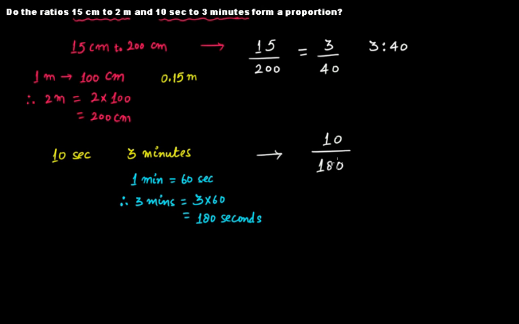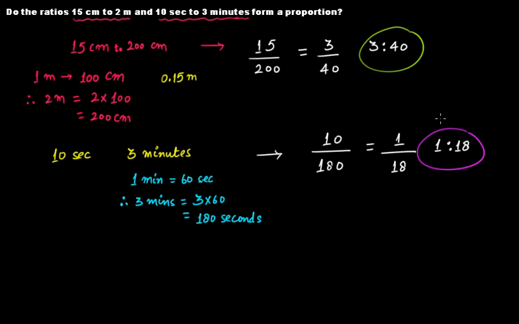And what will be the highest common factor in this case? The highest common factor in this case will be 10. If I divide 10 by 10, you'll get 1. And if I divide 180 by 10, you'll get 18. Now, in this case, we have 3:40. But in this case, we have 1:18.